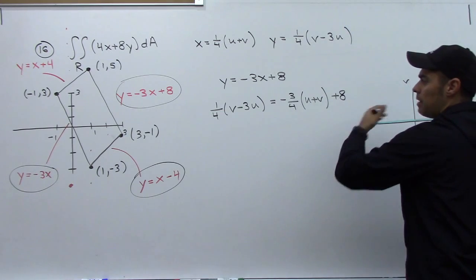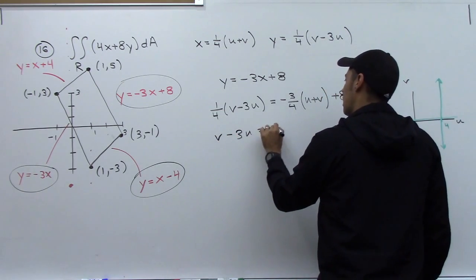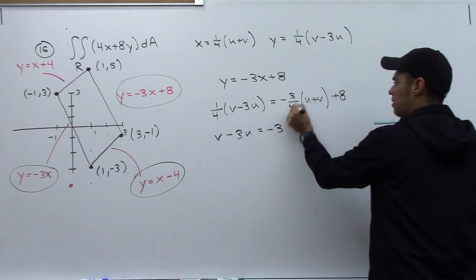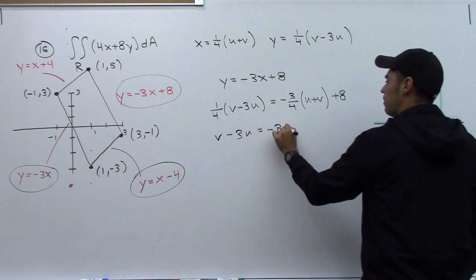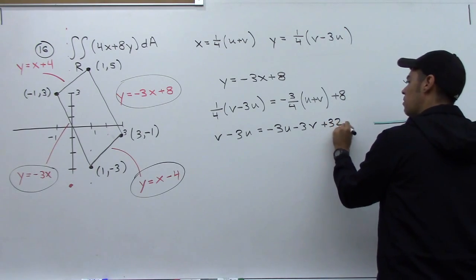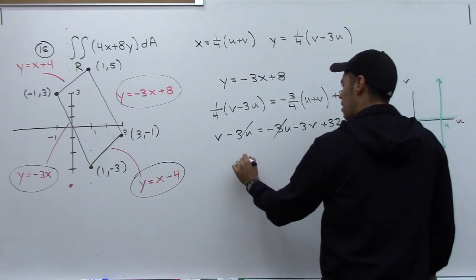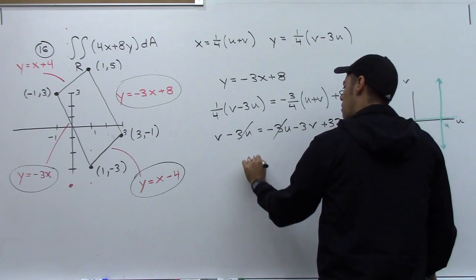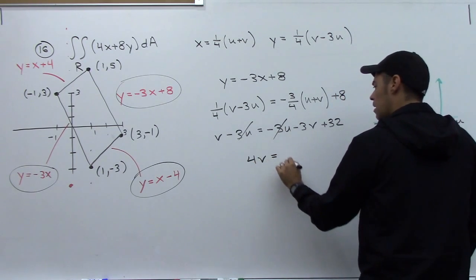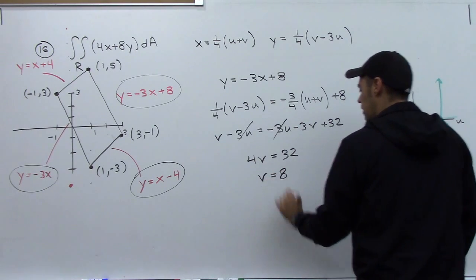So if I multiply everything by 4, I get v minus 3u equals negative 3, right? Because the 4 will cancel. Negative 3 times that, so negative 3u minus 3v. Multiply that times 4 plus 32. What cancels? The 3u's cancel. And move this over, I get 4v equals 32, so v equals 8.